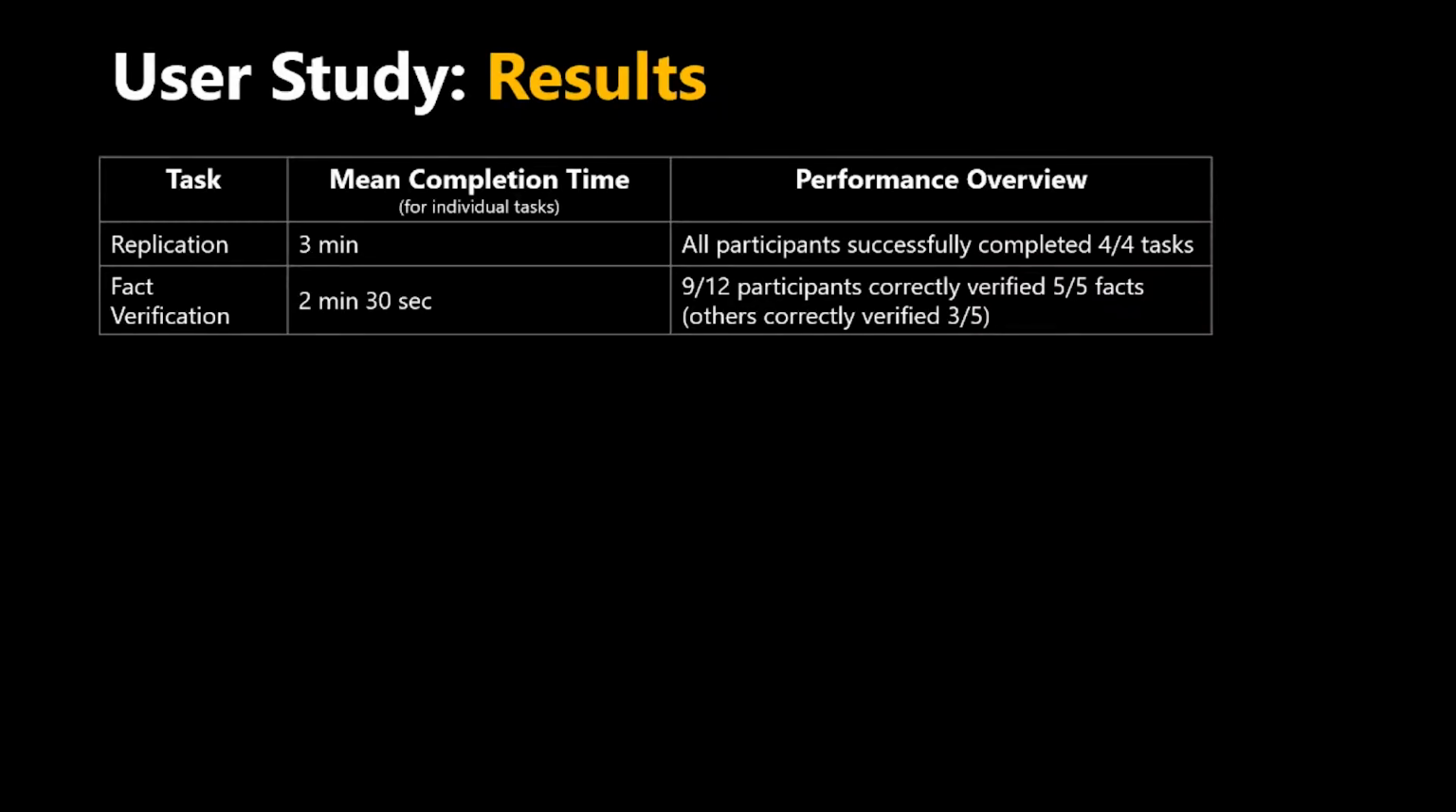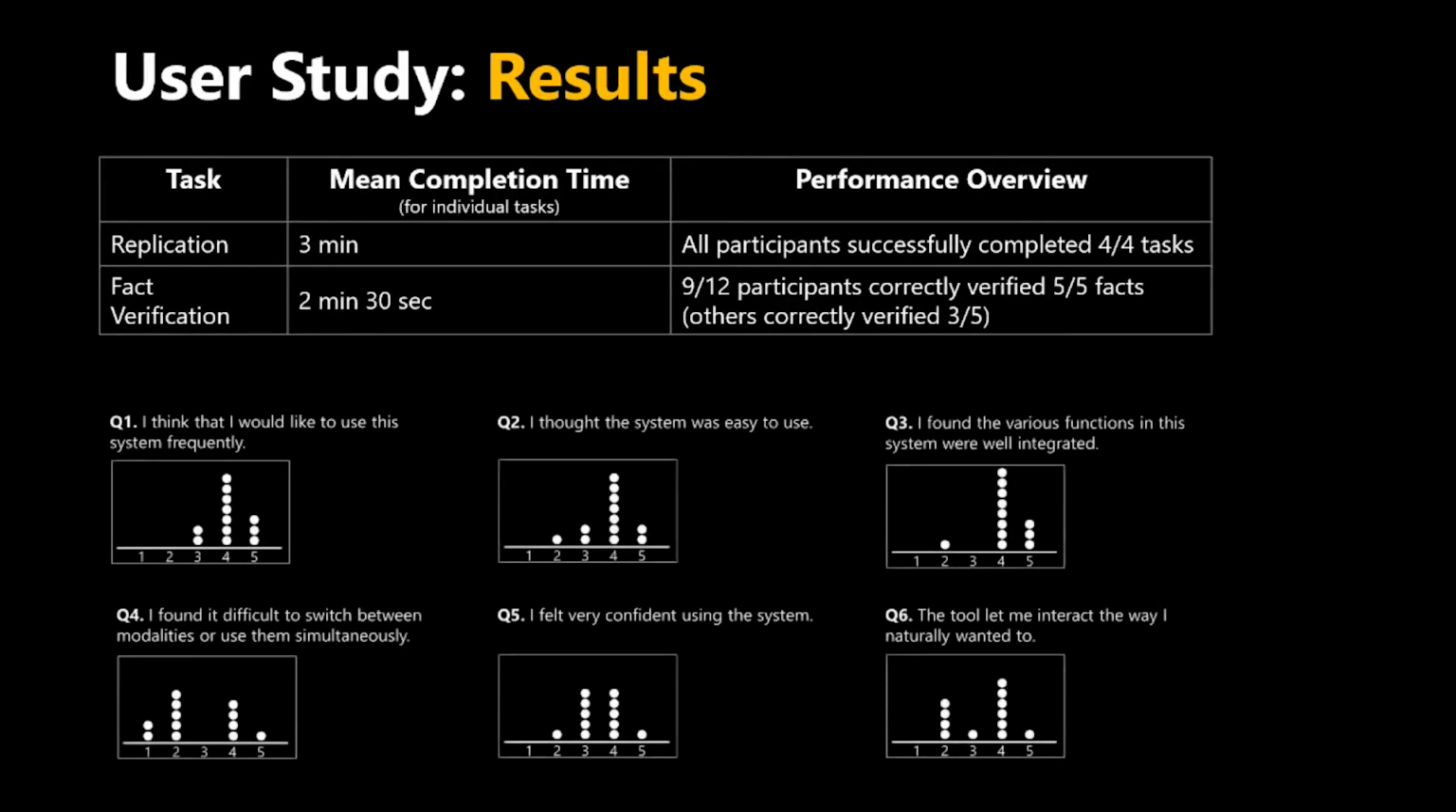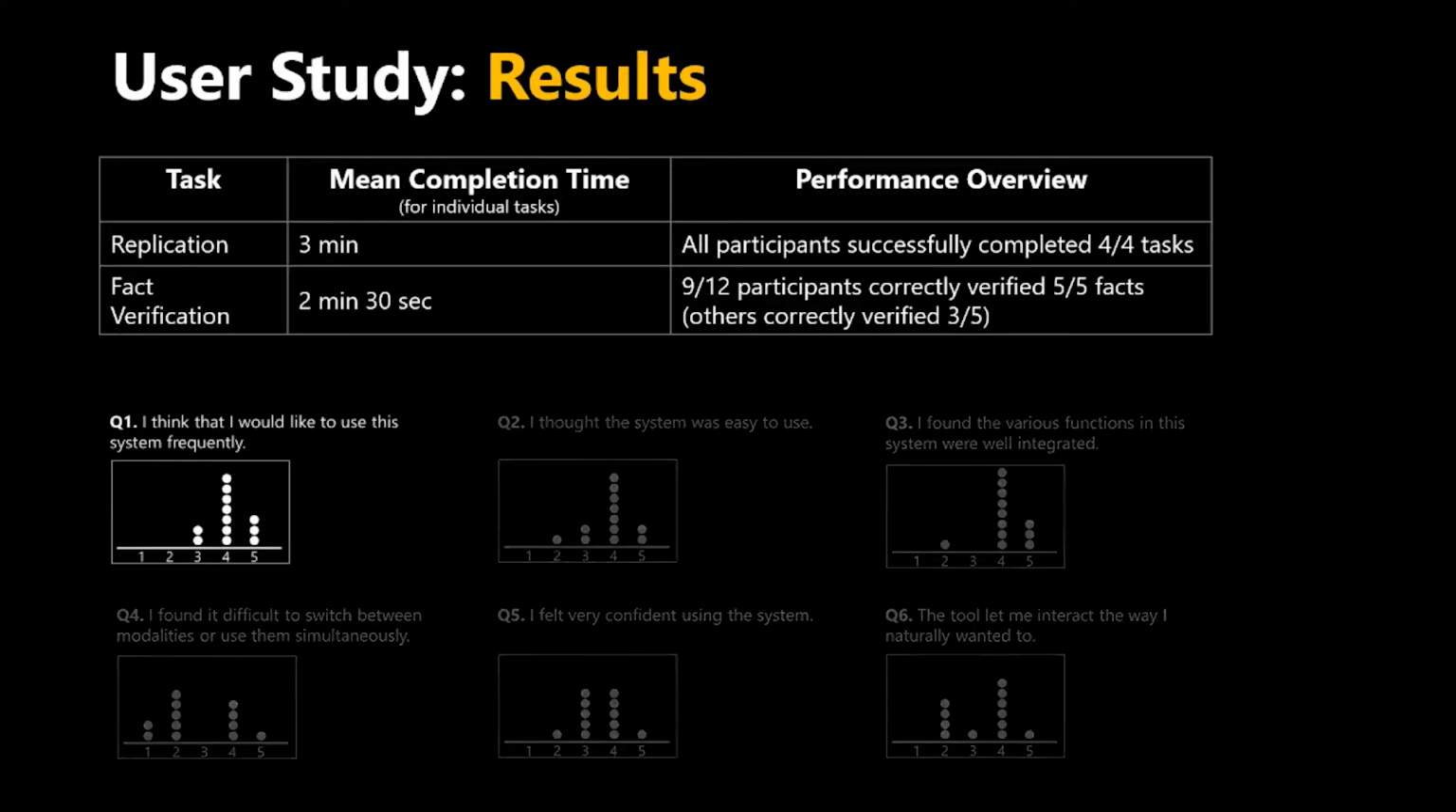In terms of task performance, all 12 participants successfully completed the replication tasks, and 3 participants made errors when verifying 2 out of the 5 fact-checking tasks. But overall, participants were fairly positive about the interaction experience, stating that they would frequently want to use the system and that they found the system features to be well integrated.